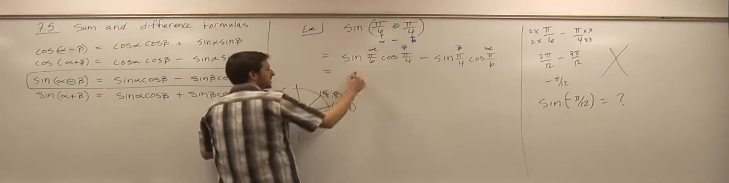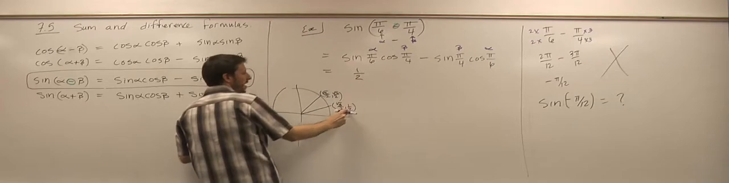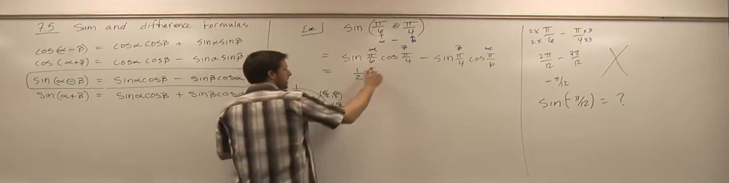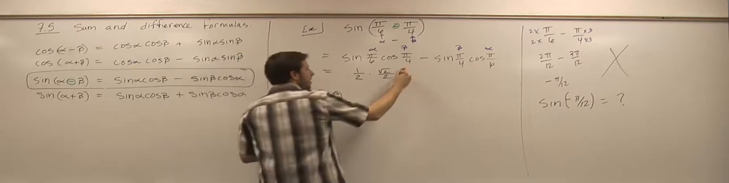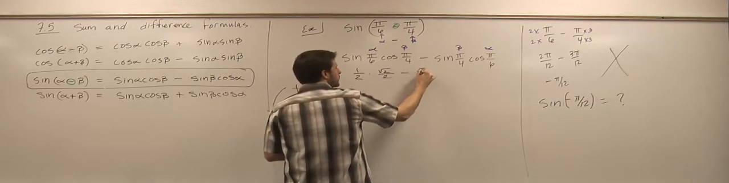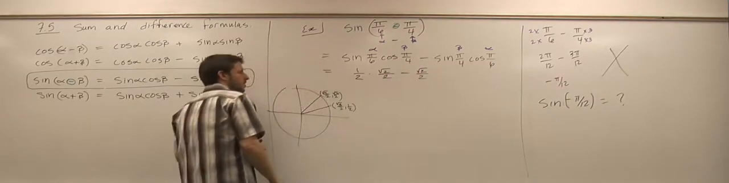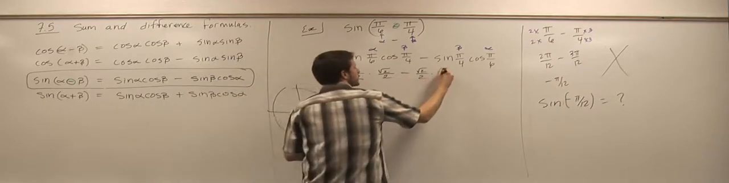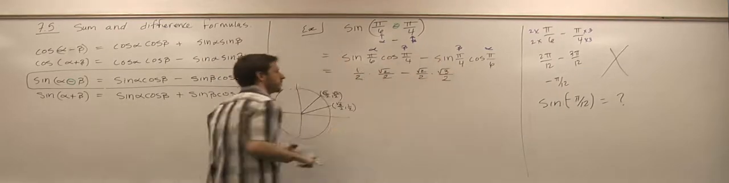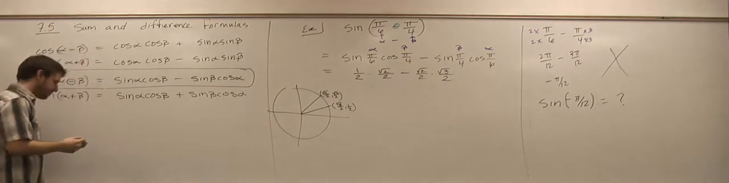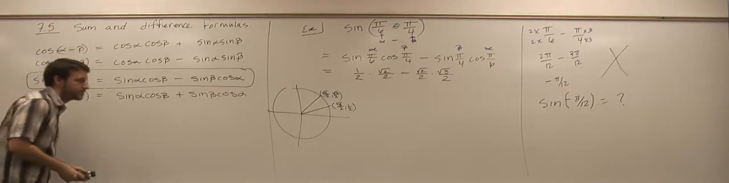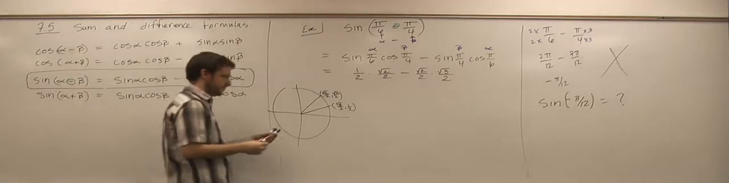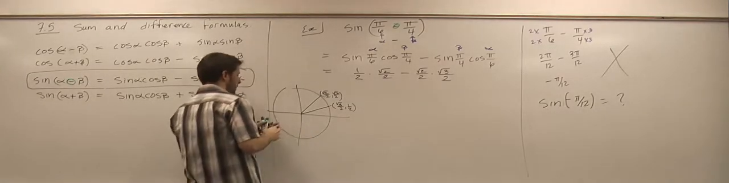Sine of pi over 6 is 1/2, right? Y value on the unit circle. Cosine of pi over 4 is root 2 over 2. Minus sine of pi over 4 is root 2 over 2. Cosine of pi over 6 is root 3 over 2. It's kind of ugly.